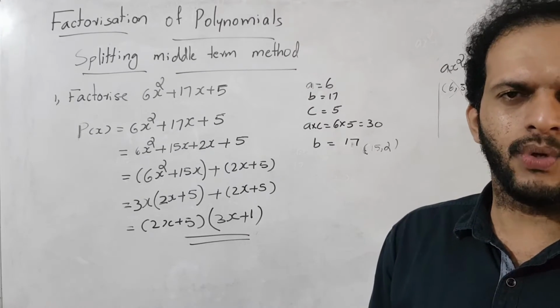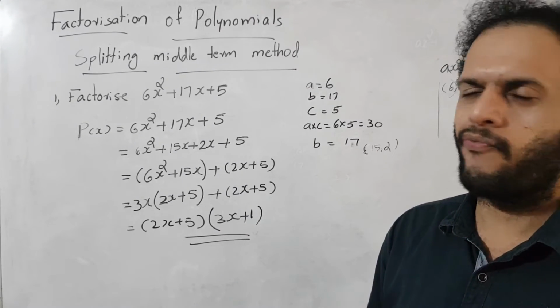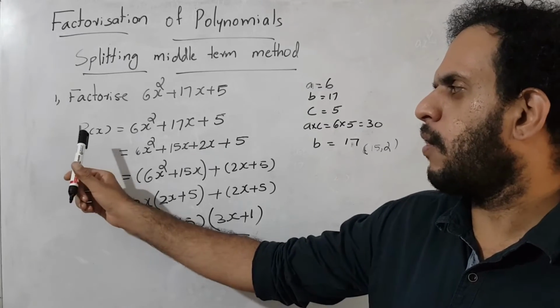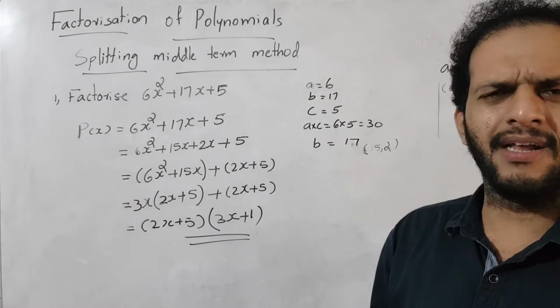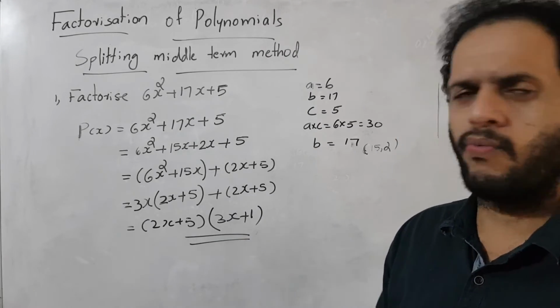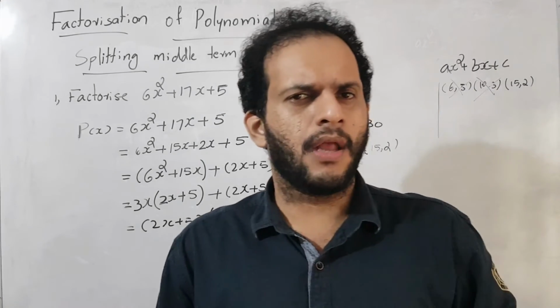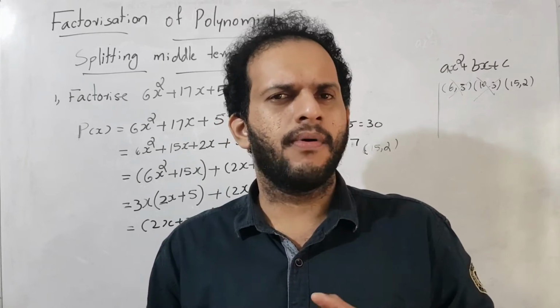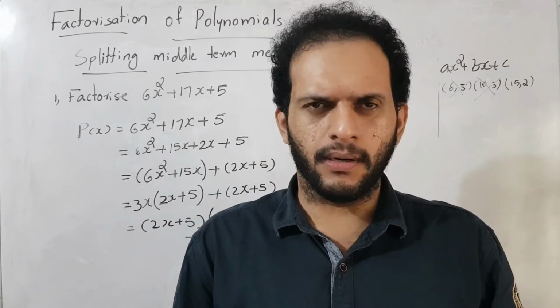So we say here we factorize the given polynomial p of x. What are the factors of p of x? 2x plus 5 and 3x plus 1. Okay, I think now you got an idea of the splitting middle term method.